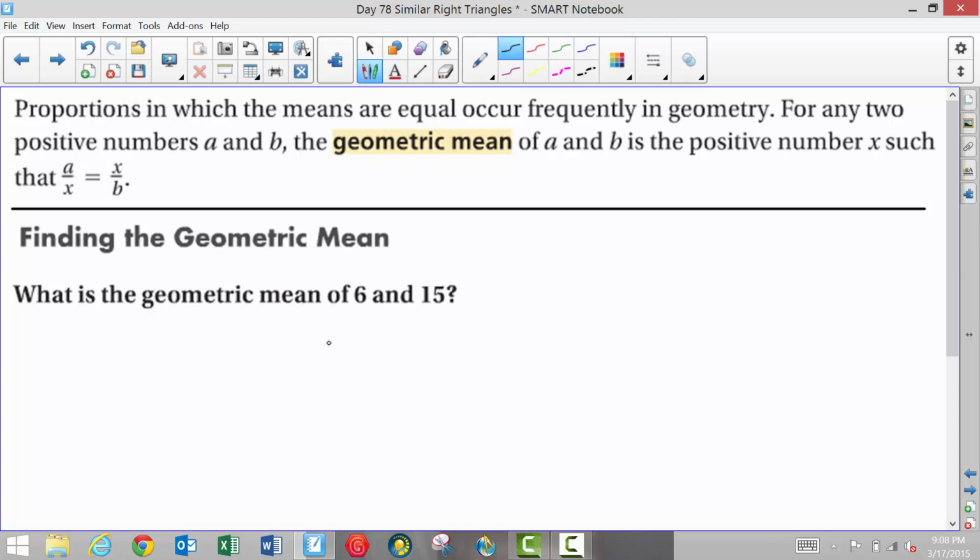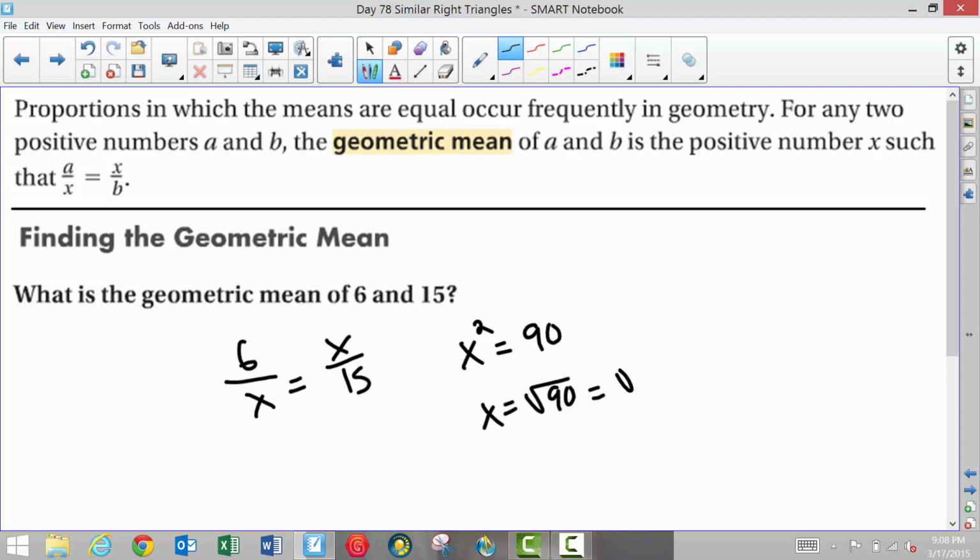So if I want the geometric mean of 6 and 15, it is 6 over x equals x over 15. Cross multiply, you have x squared equals 90. So x is equal to the square root of 90, which is the square root of 9 times the square root of 10. The square root of 9 is 3, so 3 square root 10 is the geometric mean of 6 and 15.